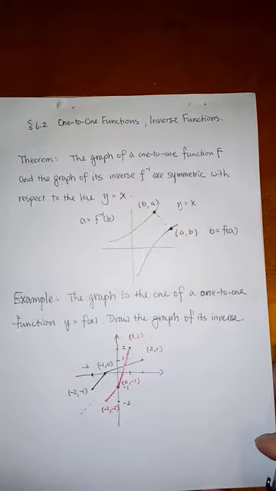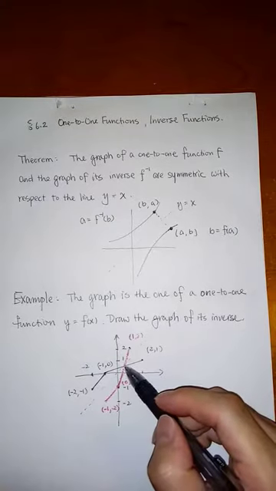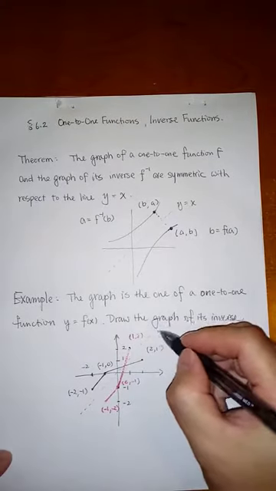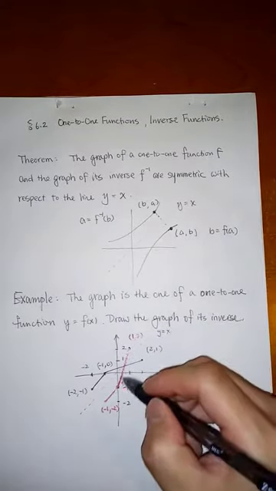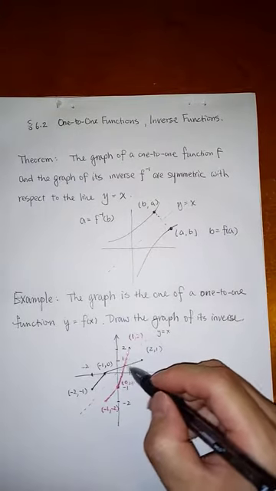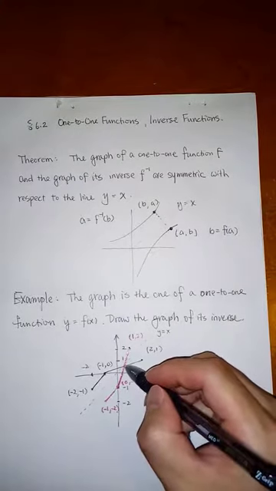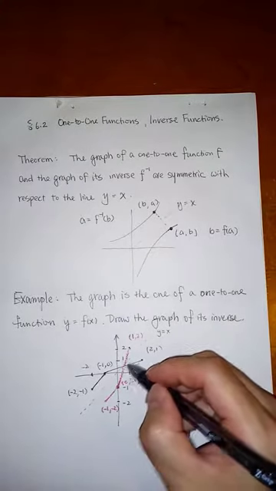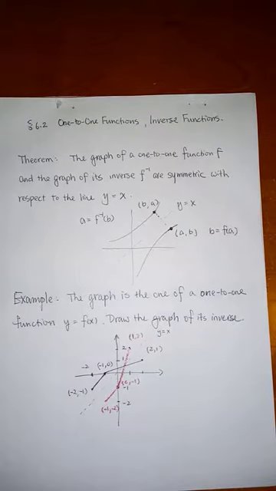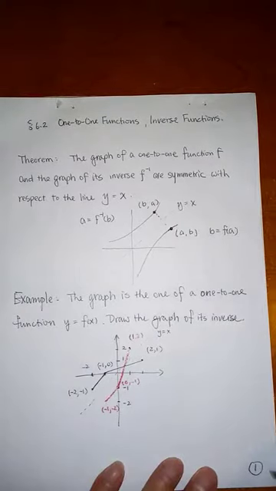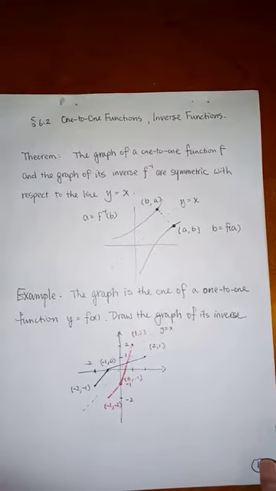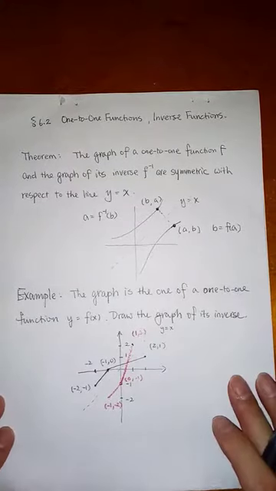This intersection point must be on the line y equal to x. Whenever the graph of the function and the graph of the inverse intersect, the intersection point must be on the line y equal to x. So that's the graph of the one-to-one function and the graph of the inverse.